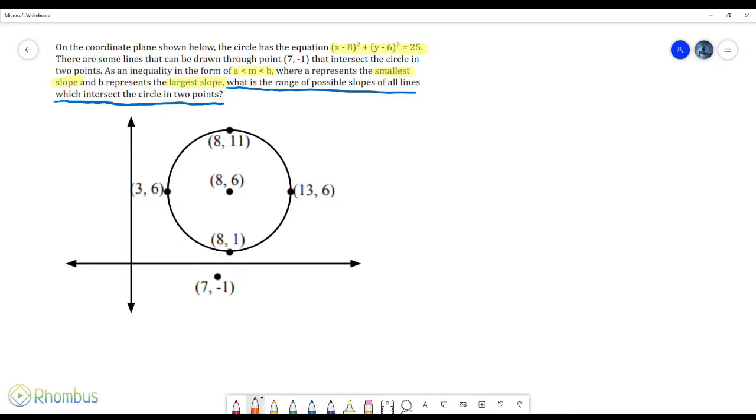On the coordinate plane shown, the circle has an equation of (x - 8)² + (y - 6)² = 25. There are some lines that can be drawn through point (7, -1) that intersect the circle in 2 points.